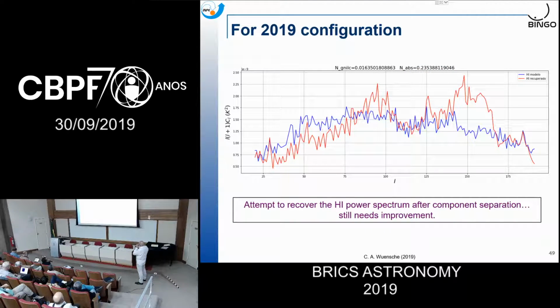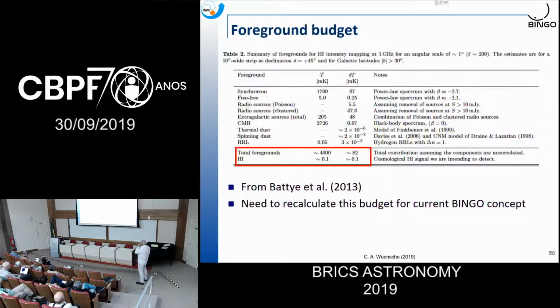Then you have the input, which is the blue, and the output is the red. So we need some improvement at smaller angular scales. That's the budget. We are talking about foregrounds which are 4,000 Kelvin, and we have a signal that's 0.1 Kelvin. We have to work it out.